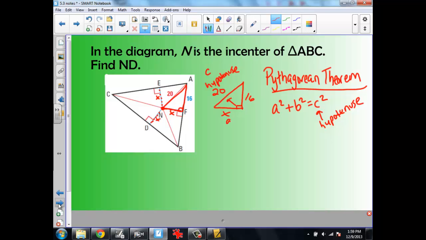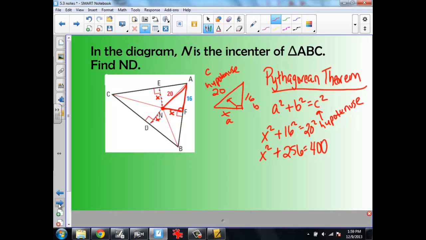Both of these are legs, so if I call this one A and this one B, or vice versa, it doesn't much matter. Make sure you get those labeled. Plug it in your formula. My A value is x, so I have x squared. I labeled my B value as 16 squared, and my C value then is 20 squared. Leg squared plus leg squared equals hypotenuse squared. Do the math. 16 squared is 256. Good, Justin. 20 squared is 400. 20 times 20 is 400.